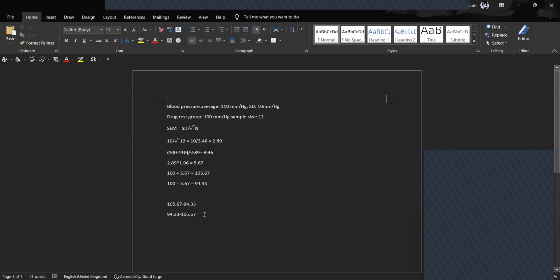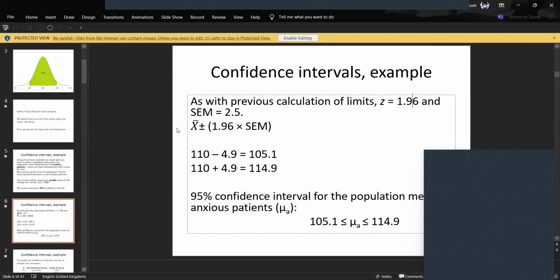Okay, and so what we can say is that there's a 95% chance that our drug test group does not include the population mean. All right, and so what we can do with that information is say that the p-value has to be less than 5%. So we can say that it's statistically significant for this particular example. Okay. If you find anything confusing, feel free to stop me at any point, because I know sometimes the maths can be a lot to take in, and I tend to get lost as well.